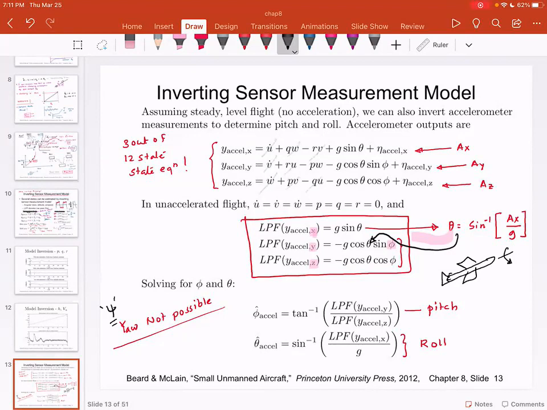So let me try to show you. This is the initial, this is the aircraft. And right now, this is your AZ. Now, if your aircraft rolls, what will it measure in the Z direction? It will measure the component of gravity.